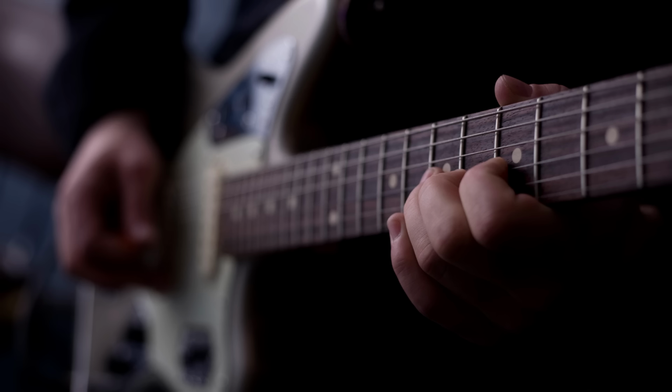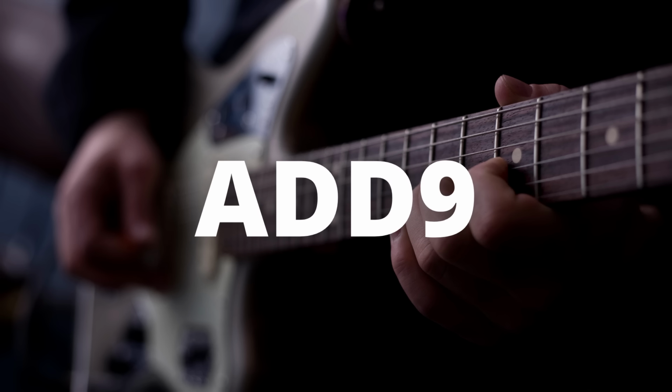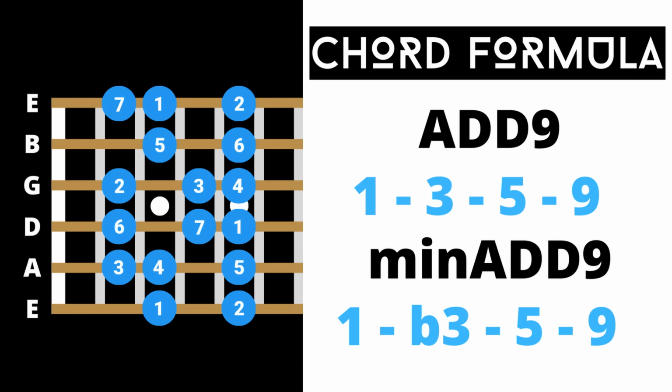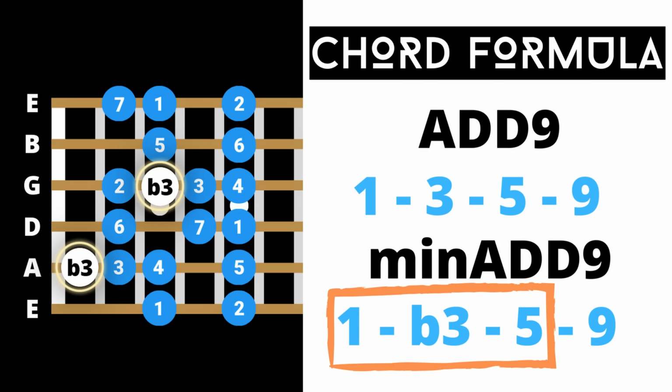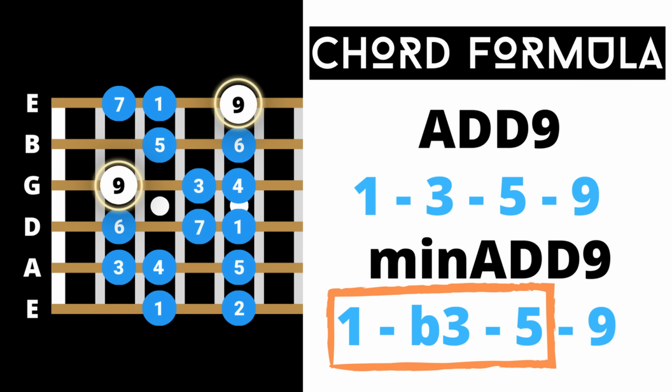One chord type that's worth exploring at this stage would be add 9 chords. As the name implies, all you're doing here is adding a 9th to a chord. In most cases, a simple major triad, so 1, 3, 5, and 9, or a minor triad, 1, flat 3, 5, and 9. So nice and easy.